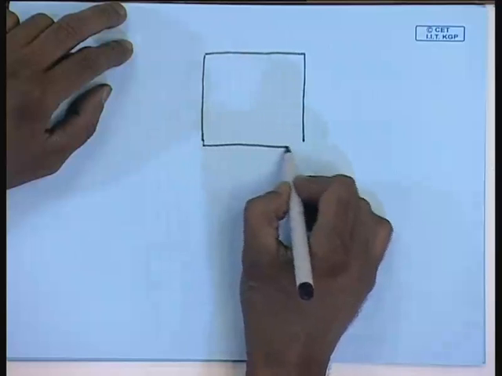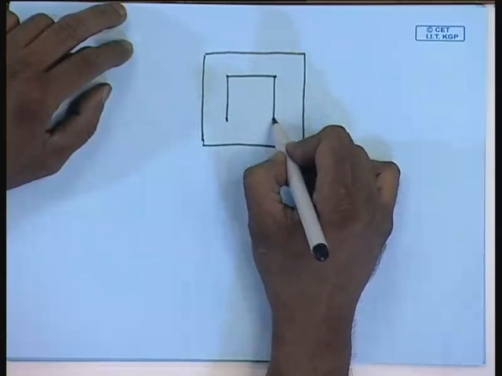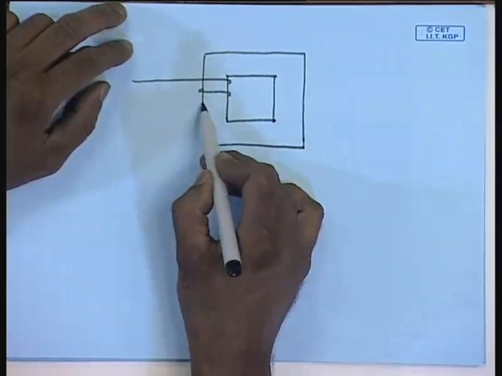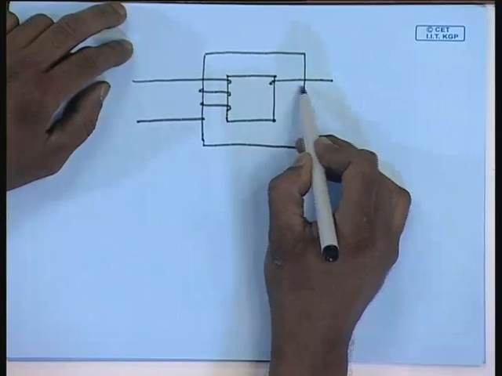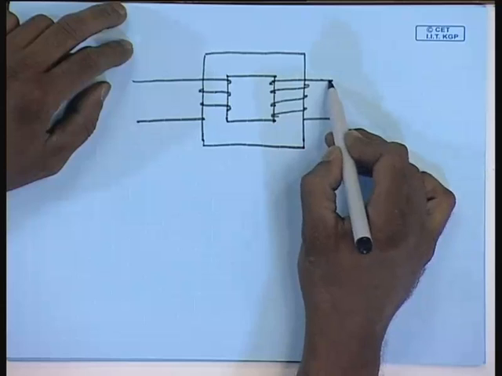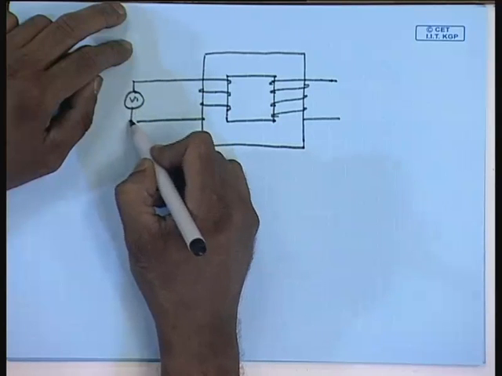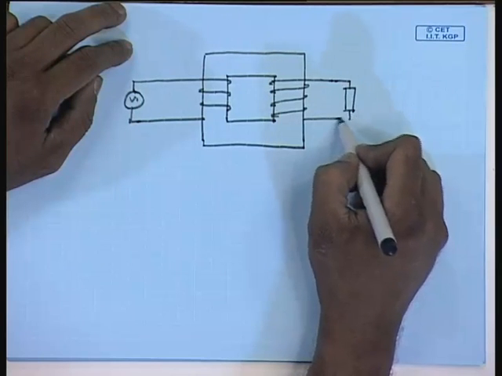A single phase transformer like this is supplied from a constant voltage, constant frequency source from the primary side and connected to a load on the secondary side.